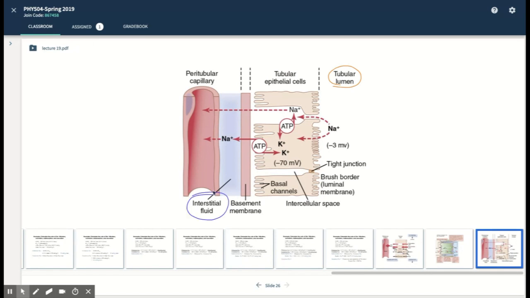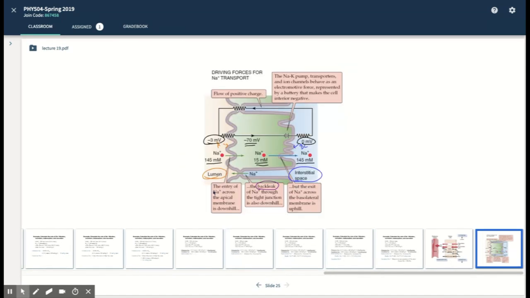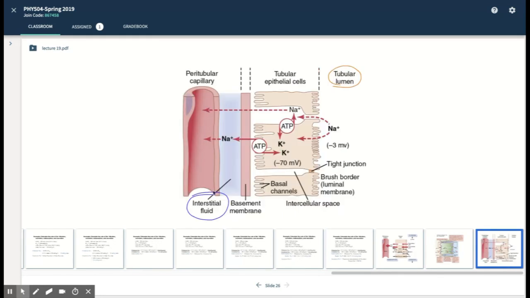The interstitial fluid in Guyton is on the left and the tubular lumen is on the right, whereas you saw in the Boron book, the interstitial is on the right and the tubular lumen is on the left. So we're going to spend most of our time talking about what's going on through the Boron references. These ones are here just to serve as a reference point for you.